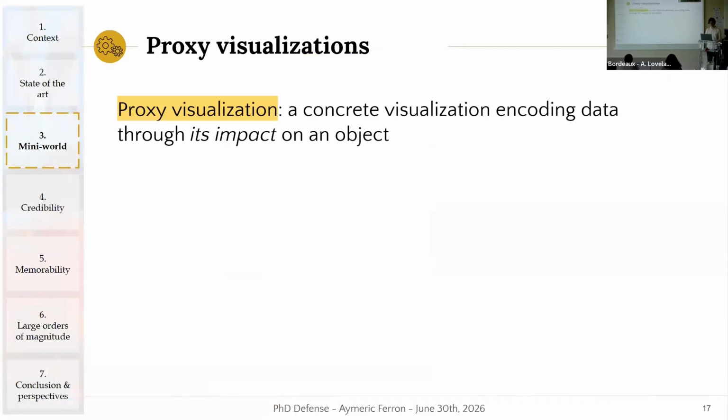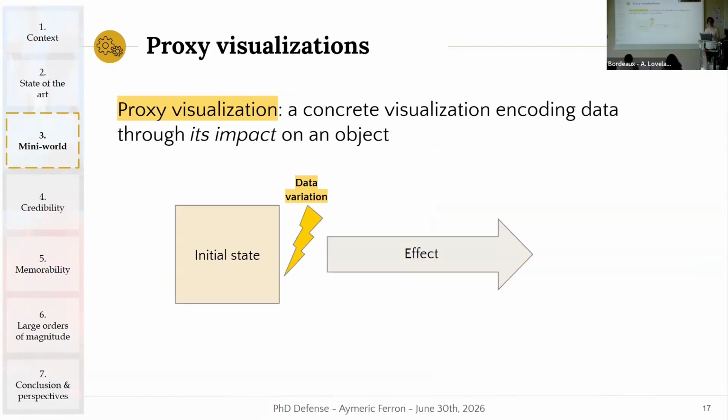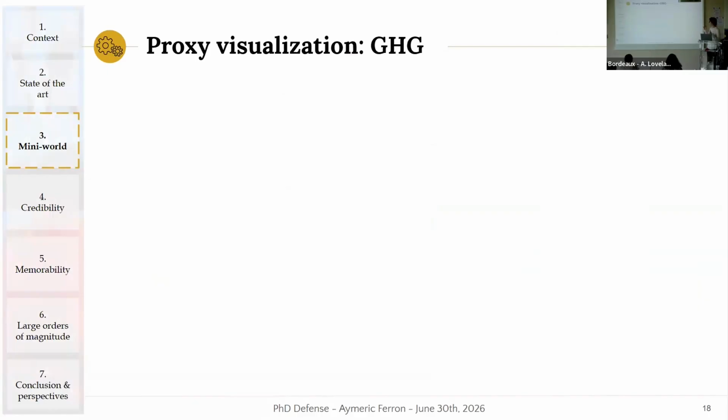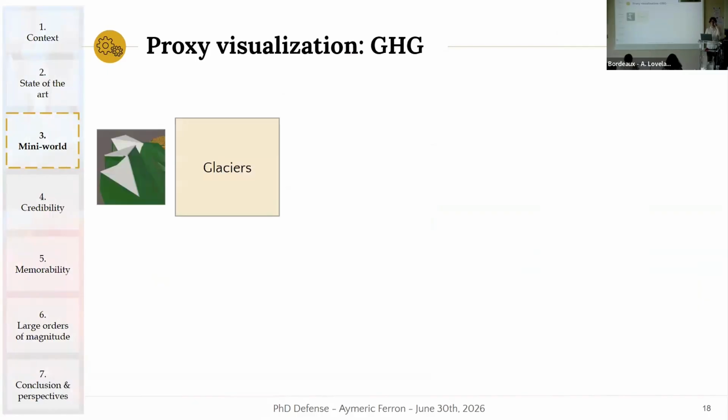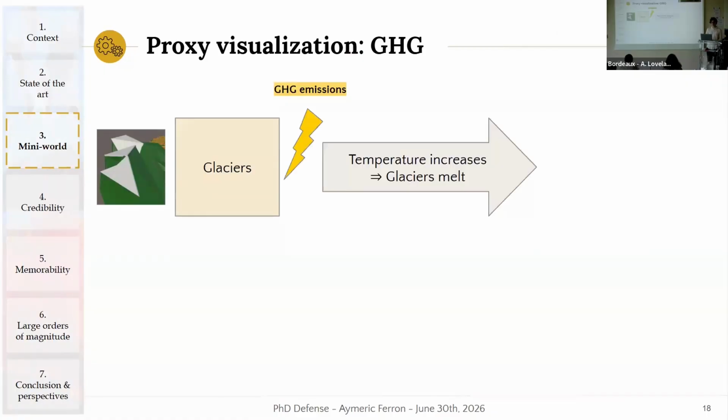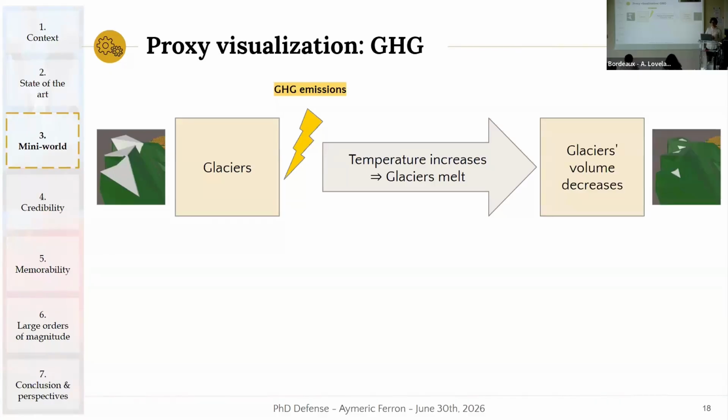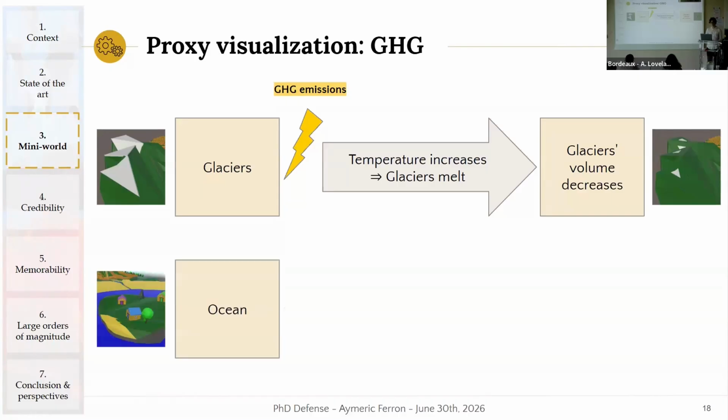A proxy visualization is a concrete visualization encoding data through its impact on an object. So let's say we have an object in an initial state. We make the data vary. Then it produces an effect on the object, and then the object goes into the final state, which represents the data. Let's take an example with greenhouse gas emissions. Let's say that we have glaciers at the very beginning. Then when we raise greenhouse gas emissions, the temperature will increase due to greenhouse effects, and the glaciers will melt. So in the end, glacier volumes will decrease.